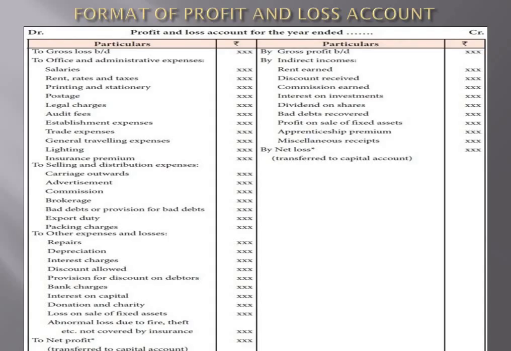This is the format of the profit and loss account. You will have on the debit side the various expenses and losses, then on the credit side we'll have the incomes and gains. If the debit side is greater than the credit side, that will be your net loss, and if the credit side is greater than the debit side, that will be your net profit.